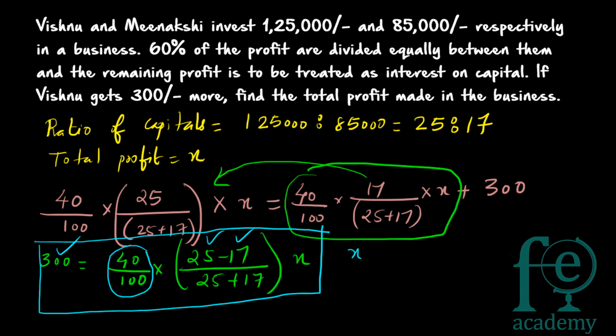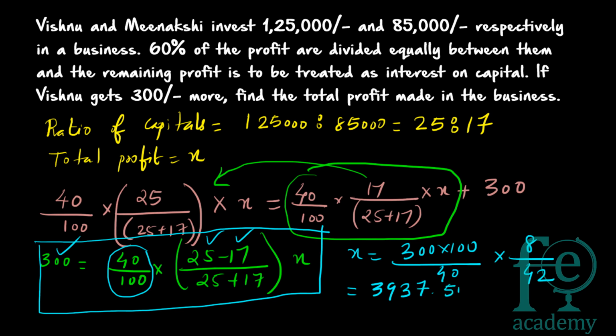So here you can solve this and you will get X. So X is equal to 300 into 100 by 40 into, 25 minus 17 is equal to 8 and 25 plus 17 is equal to 42. So finally you will get your answer as rupees 3,937.50. So deriving this formula is very important. You can use this formula directly for these kind of questions.